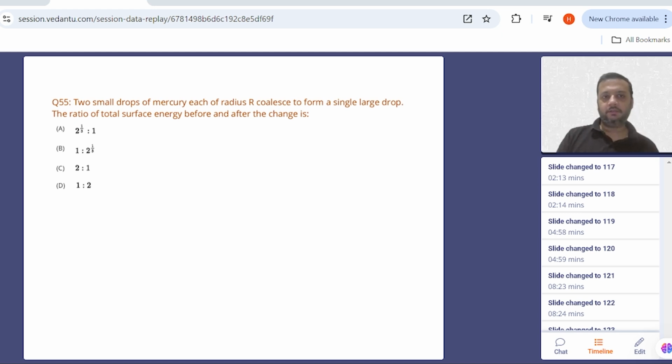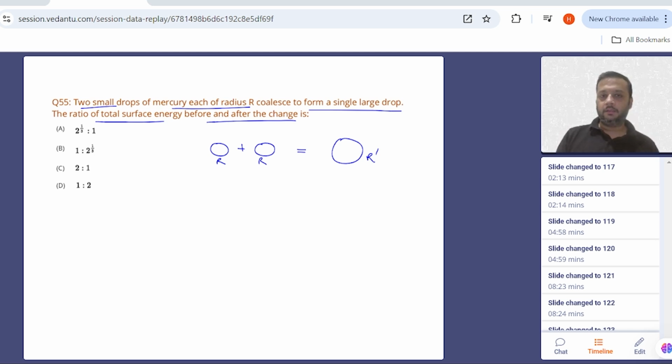Let us see this question. Here two small drops of mercury, each of radius r, coalesce to form a single large drop. So we have to find the ratio of total surface energy before and after the change. So basically, let's say that we have got two small drops of radius r of mercury, and they combine to become a large drop of radius r dash.